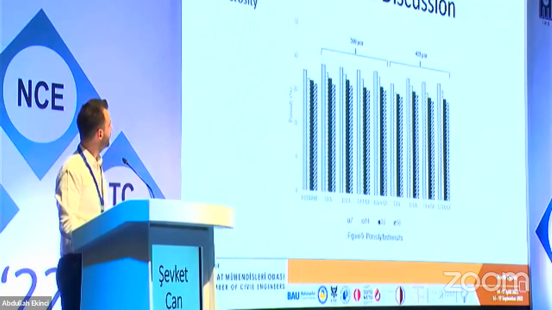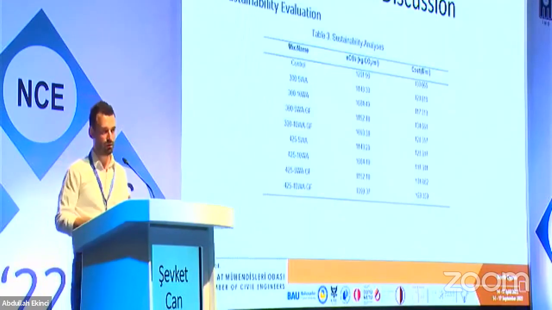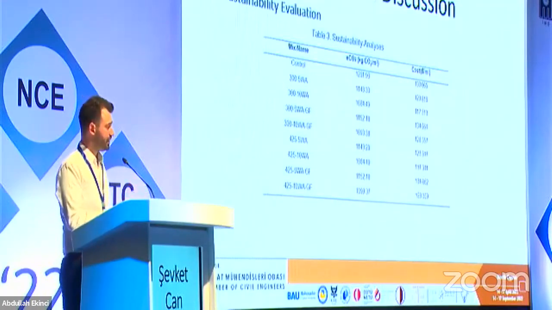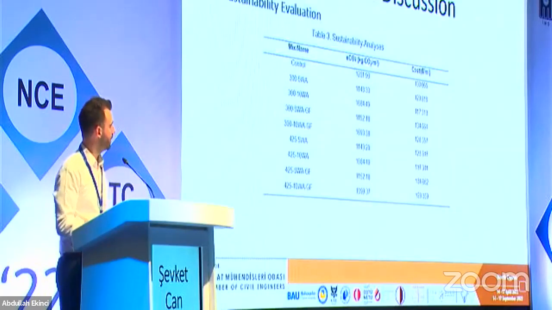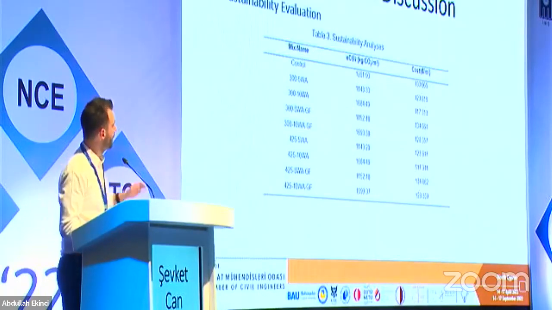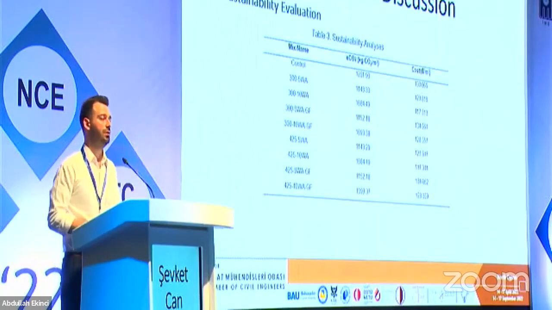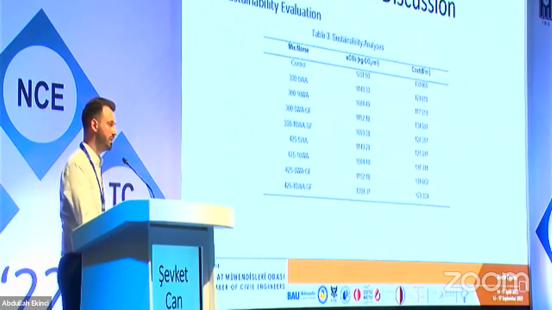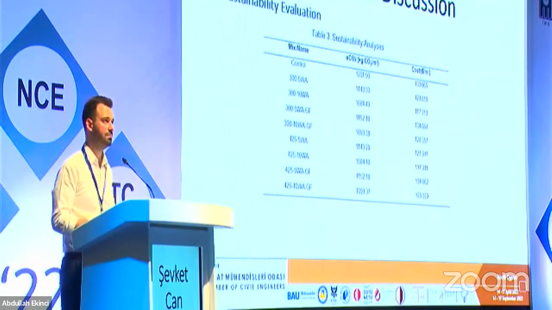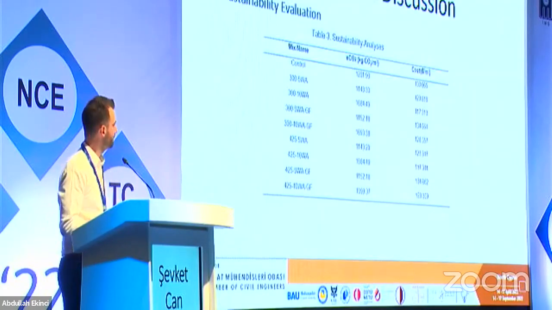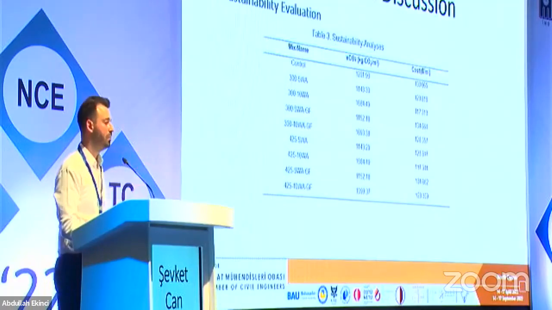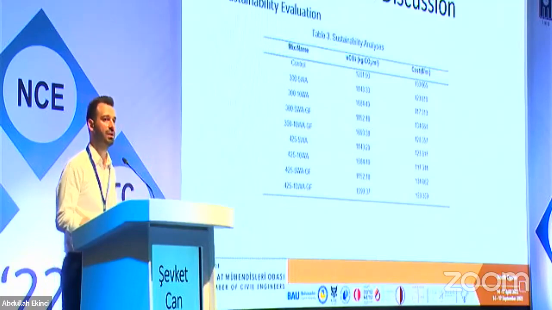I want to jump quickly to the next one, the sustainability evaluation. How did I do that? Based on the volumes that I discussed, I divided these volumes by the given quantities, and I worked out the CO2 emissions and cost per cubic meter. As you see, 5% and 10% replacement by wood ash decreases the embodied CO2 emissions by approximately 5 and 10%, respectively. The same applies for the cost. We mostly observe reduction except for glass fiber utilization.